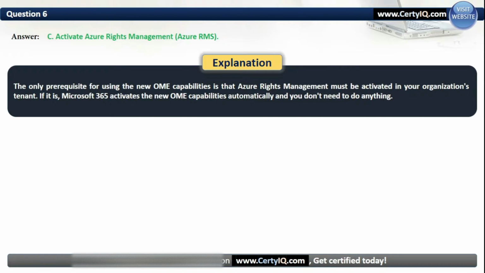The only prerequisite for using the new OME capabilities is that Azure Rights Management must be activated in your organization's tenant. If it is, Microsoft 365 activates the new OME capabilities automatically and you don't need to do anything.